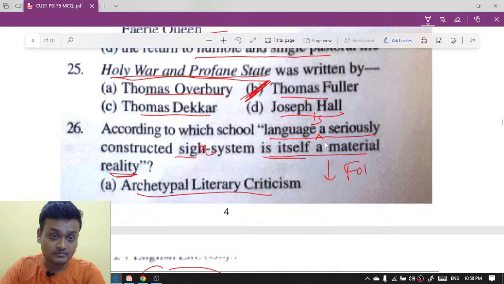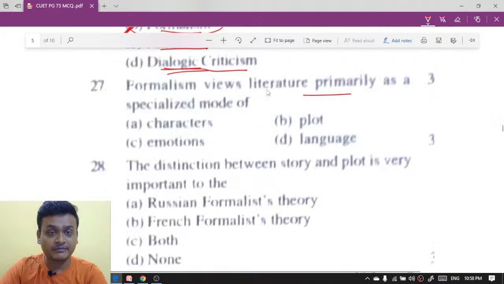Next question, question number 27. Formalism views literature primarily as a specialized mode of characters, emotion, plot, or language? Formalism views literature primarily as a specialized mode of language.